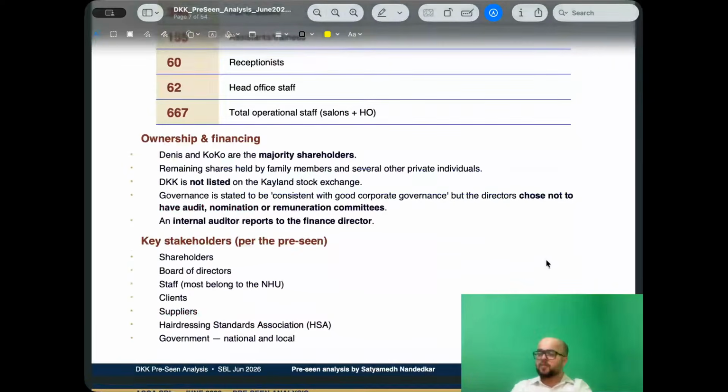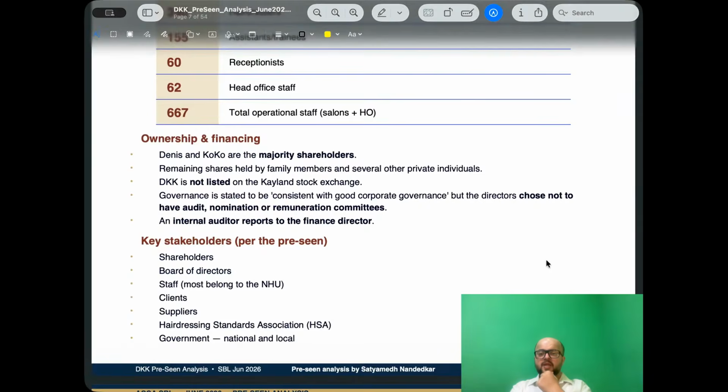Dennis and Coco are the majority shareholders. Remaining shares are held by family members and several other private individuals. The company is not listed on the Kalen Stock Exchange. If you look at the shareholding pattern, what do you see? Mostly holding is within the family, and by other private individuals. So I don't see any institutional investor here.